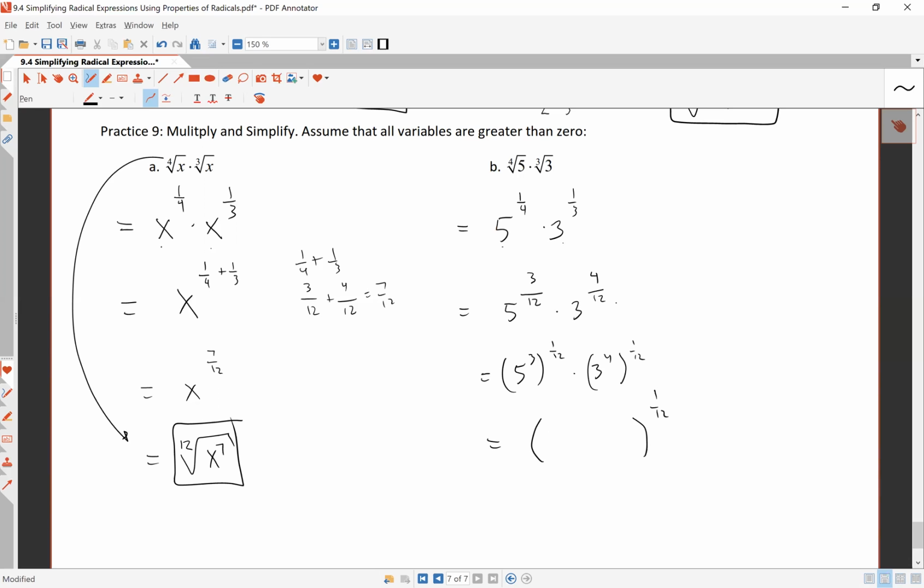So we make them both to the 1/12, and we have 5 cubed is 125, and 3 to the 4th is 81. So that's the 12th root of 125 times 81, which is 10,125. So we have the 12th root of 10,125.